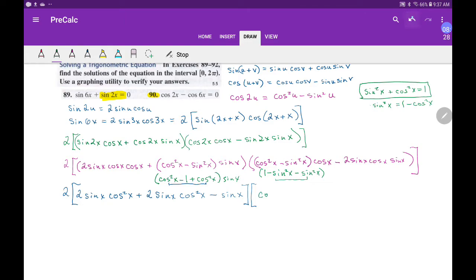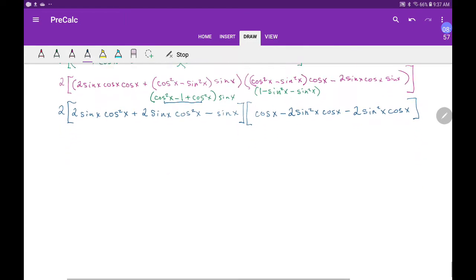So I'm going to say cosine times 1, so I get cosine. Oh, back to my blue here. Cosine times 1 is cosine x. And then cosine times negative 2 sine squared x. I still get my cosine. Minus, what's happening over here? There's 2 of the sines, so I get sine squared x cosine x. Okay, alright, so we can further simplify now.